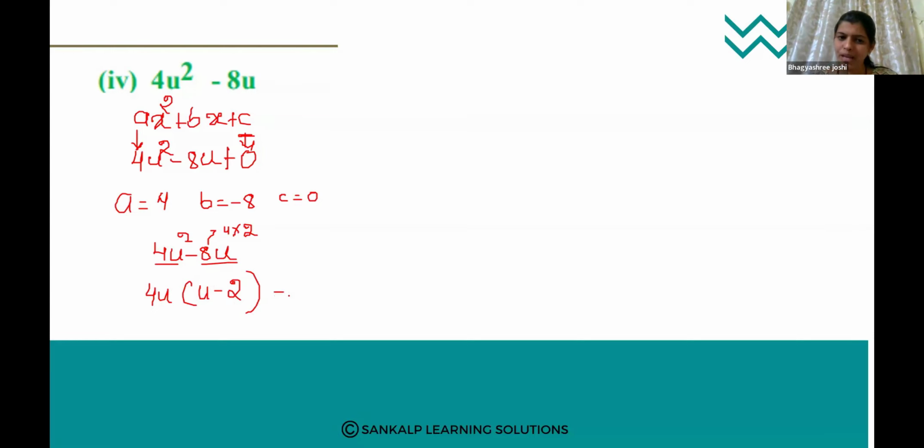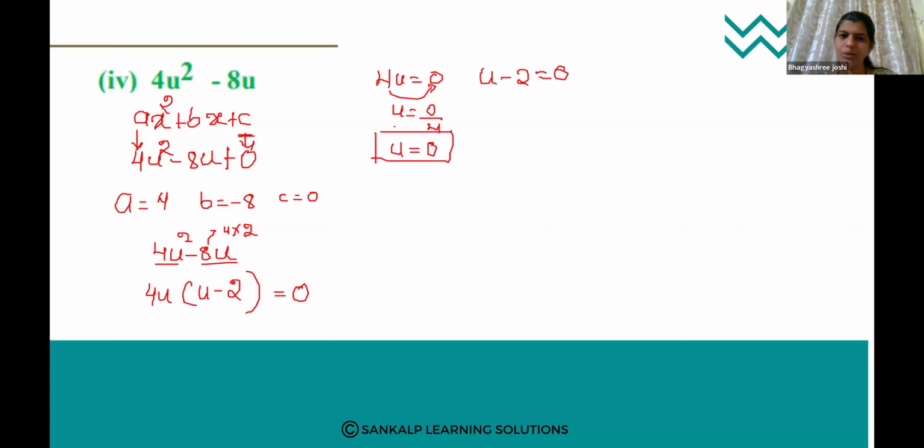Next step, I will equate these two factors with 0. So what will I get? 4u is equal to 0, and u minus 2 is equal to 0, right? Next, u equal to: transfer this 4 to this side, so 0 divided by 4 is equal to 0.